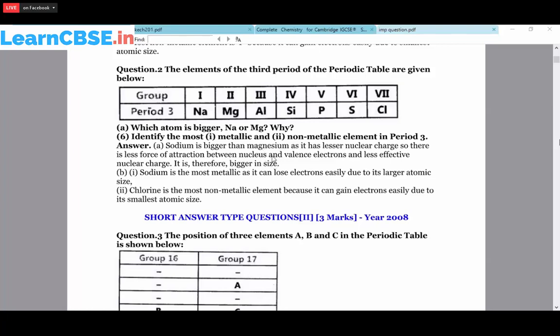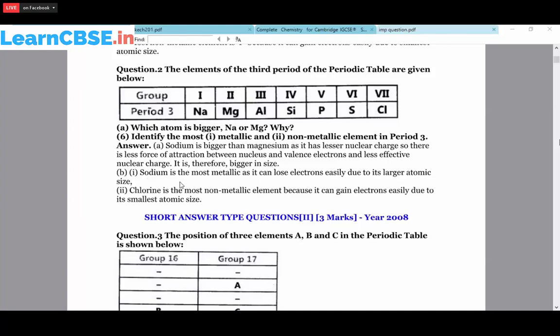Why? Because the distance between the nucleus and the outermost electrons is the same here, since it has only two shells. Magnesium also has two shells, but the effective nuclear charge increases, so shrinking takes place and the atomic size decreases. Because of that, sodium is the bigger atom with lesser nuclear charge, so there is less force of attraction between the nucleus and the valence electrons. So there is a lower effective nuclear charge, and it is therefore bigger in size.